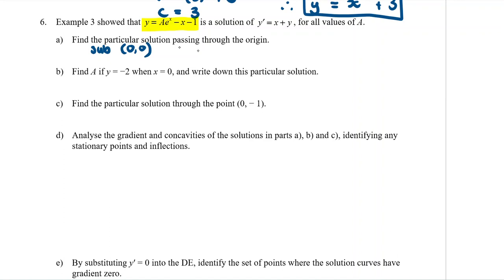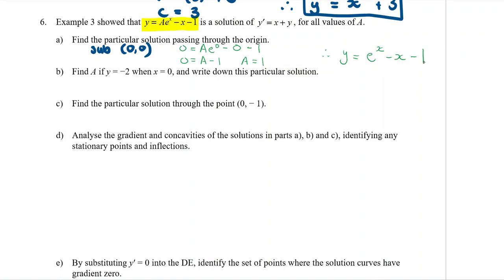So that would be 0 equals a e to the power of 0, so that's just going to be equal to 1, because anything to the power of 0 is equal to 1, minus x, which is also 0, minus 1. So that just becomes a minus 1, or in other words, a is equal to 1. Which means we can say that the solution to that equation would be y equals, instead of ae to the x, a is just 1, so it's e to the x minus 1. Now remember, this is actually representing kind of like a family of curves, because a could be different things, right?